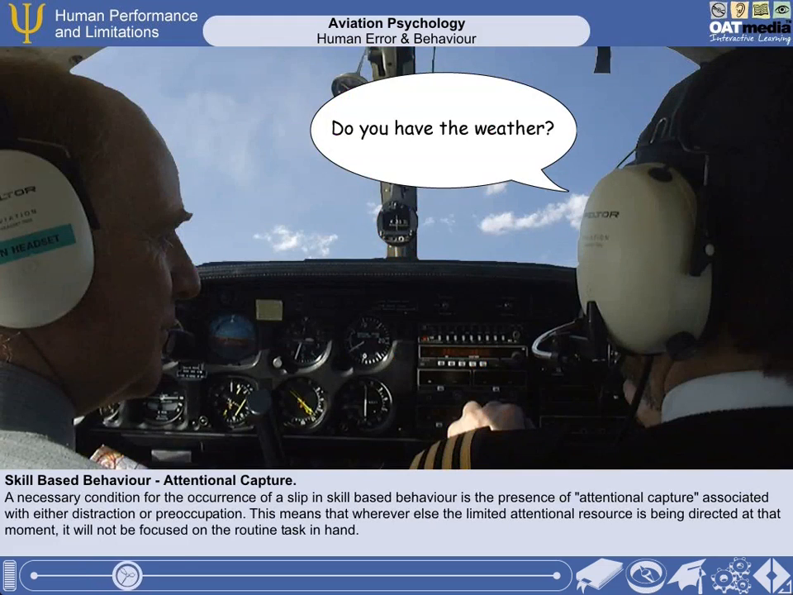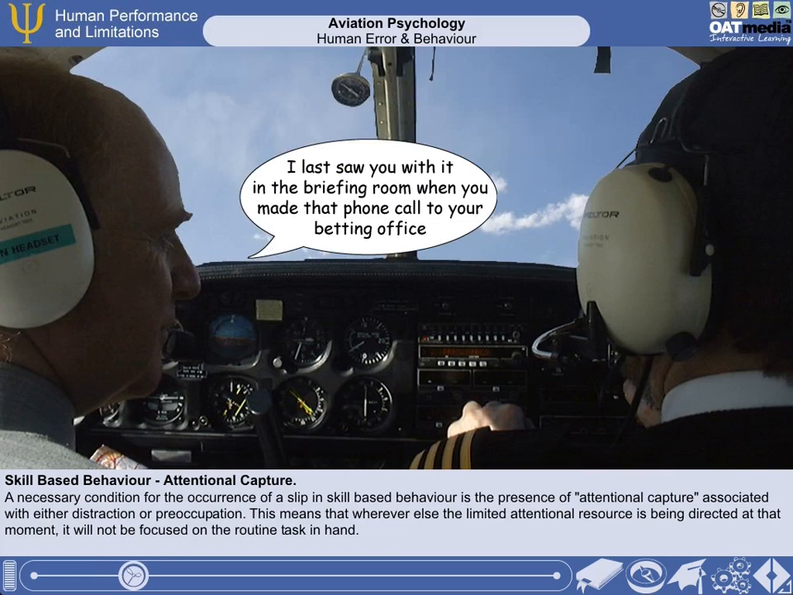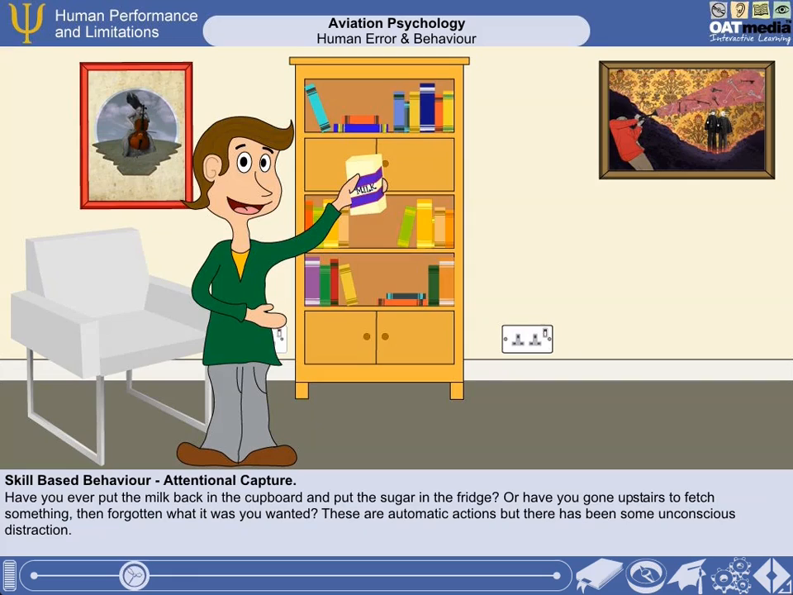A necessary condition for the occurrence of a slip in skill-based behaviour is the presence of attentional capture, associated with either distraction or preoccupation. This means that wherever else the limited attentional resource is being directed at that moment, it will not be focused on the routine task in hand. Have you ever put the milk back in the cupboard and put the sugar in the fridge? Or have you gone upstairs to fetch something, then forgotten what it was you wanted? These are automatic actions, but there has been some unconscious distraction.